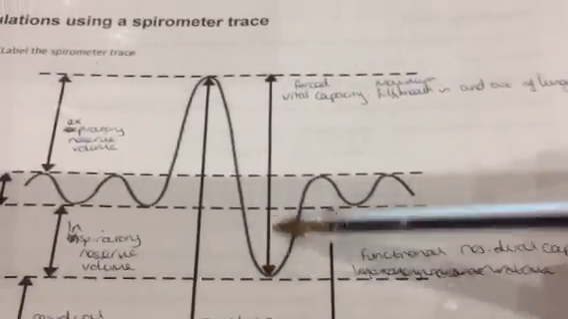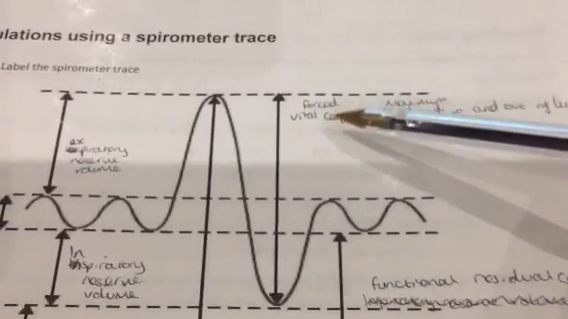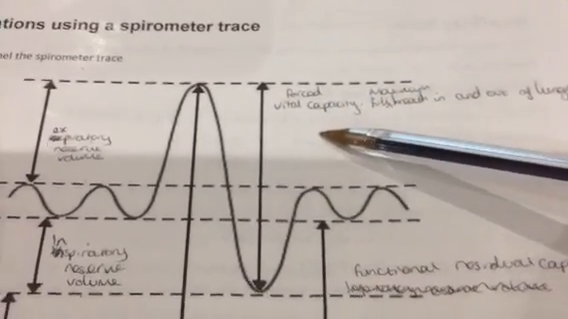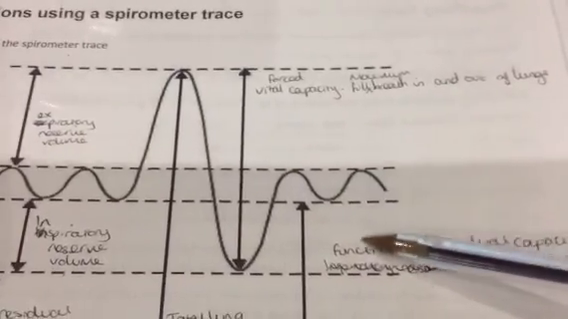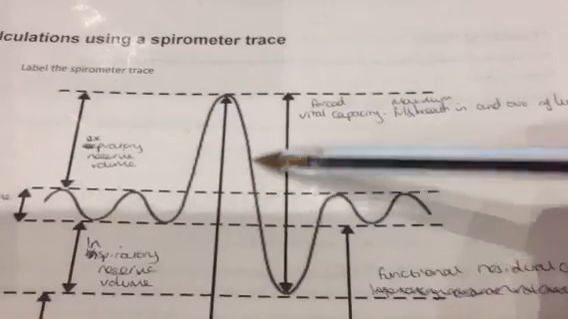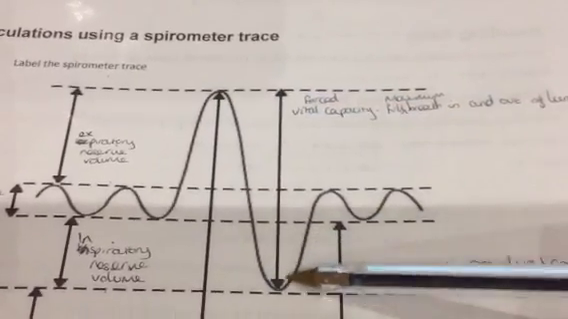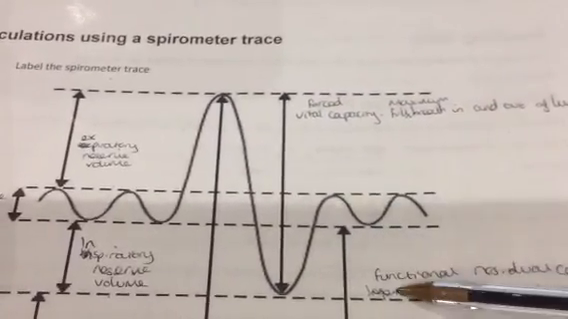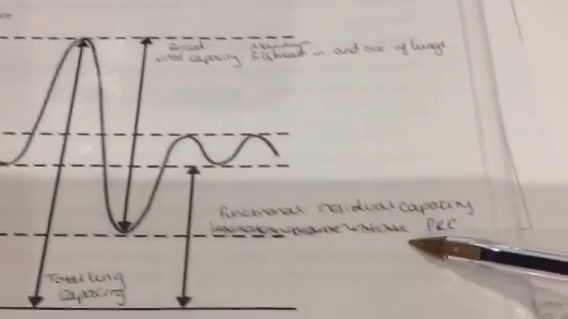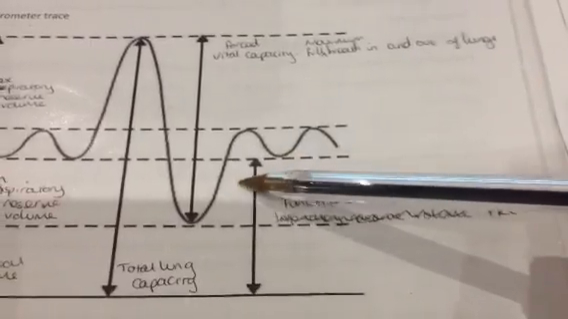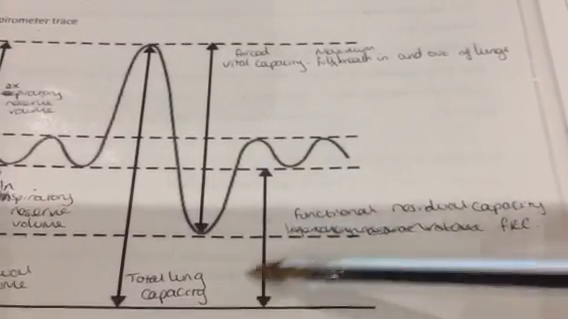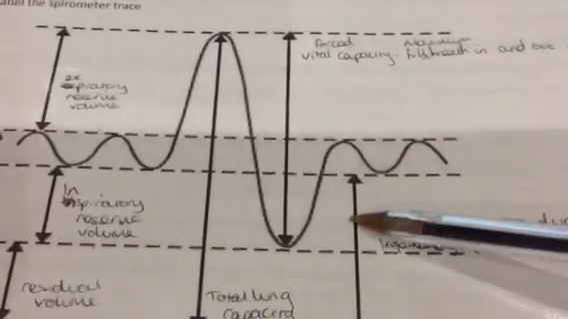You've also got something called the forced vital capacity, which is the volume of air breathed in and out on a maximum forced breath. So you can see that that includes the expiratory reserve volume plus the inspiratory reserve volume and your normal tidal volume. And then the last one is your functional residual capacity, which is basically your residual volume plus your inspiratory reserve volume. So onto the spirometer then.